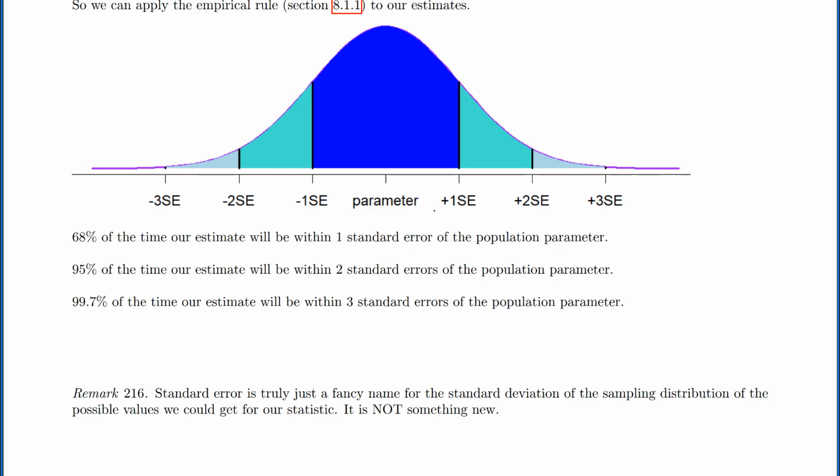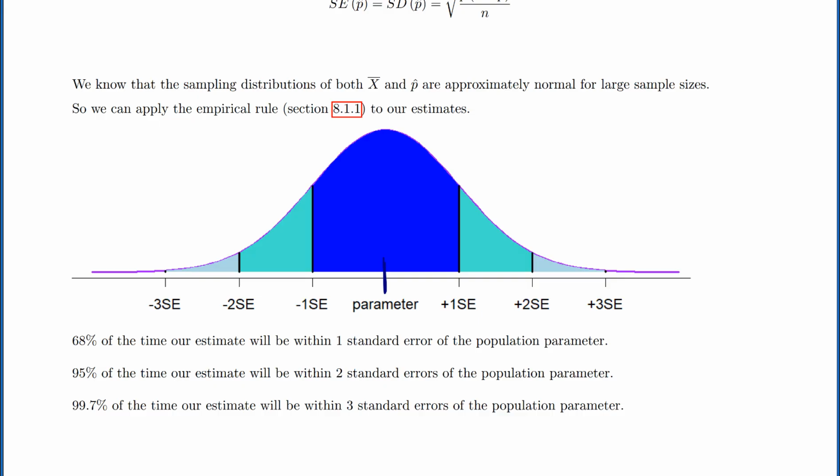So we look at this image, I don't know if you remember, we have our parameter here in the middle. If we go up or down one standard deviation, but now we're going to call it a standard error to remind ourselves that we're estimating, that should include about 68% of our possible values. Or we could say 68% of the time our estimate is within one standard error of the population parameter. 95% of the time the estimate is within two standard errors of the parameter, and 99.7% of the time it is going to be within 3 standard errors.